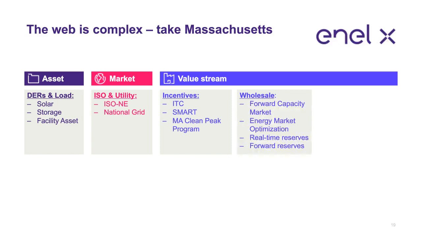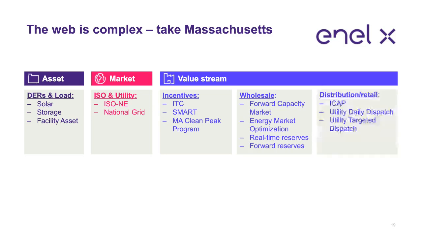On the wholesale side, there's the capacity market, energy market, and ancillary services markets, which we talked about earlier. Here, real-time reserves and forward reserves are actually mutually exclusive. You can't do both. So you've got to think about which one's more valuable. We know the forward reserves market is typically more valuable, but it has more stringent performance requirements. So those are some considerations about which value stream to take advantage of.